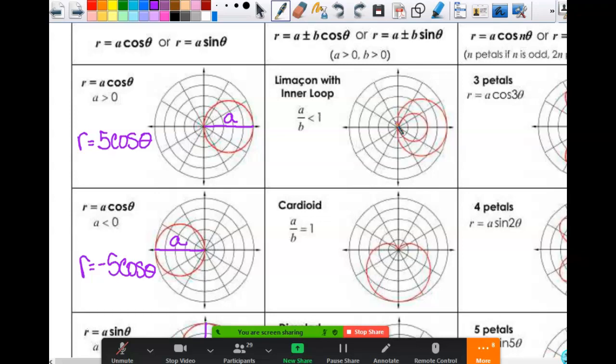Okay. Another way, so if we have what's called a limaçon with an inner loop, so loops inside of here, then A over B is less than 1. Another way to think about it, the way I prefer to think about it, is that means that A is less than B. It's the same thing, but to me that makes a little bit more sense.